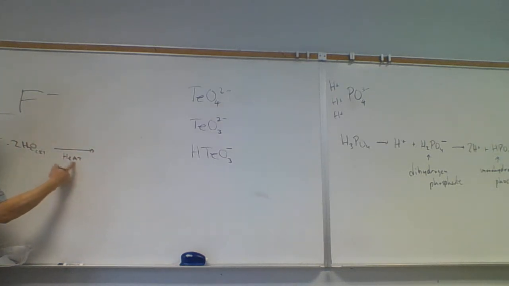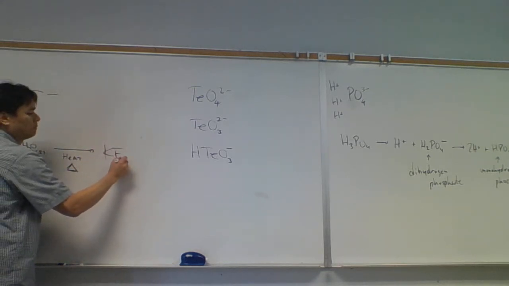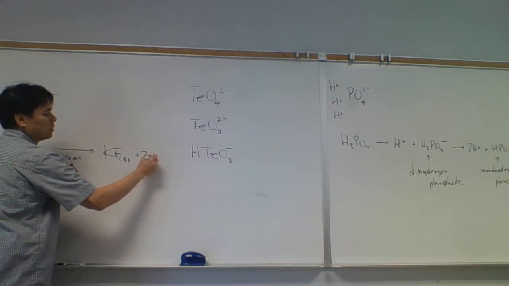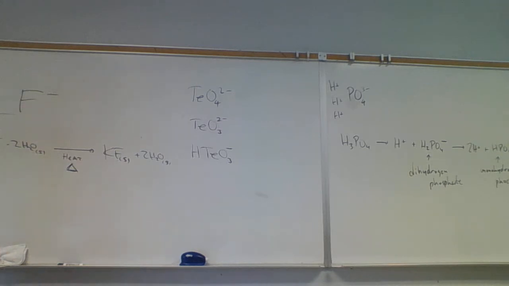And so when we heat this, we can draw an arrow with heat. The symbol in chemistry for heat is a triangle like this. If we heat this hot enough, then those waters will be forced out. And what we'll be left with is solid KF, which is the anhydrous, and then 2 waters. We'll put them in the gaseous state because we're driving them off. And so this would be the equation that shows the dehydration of potassium fluoride dihydrate.